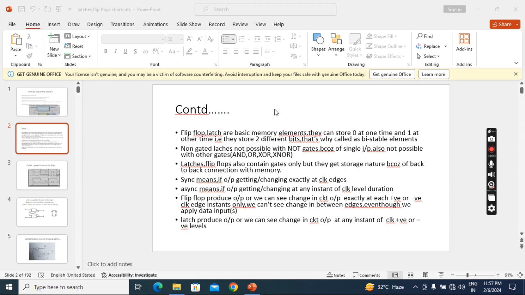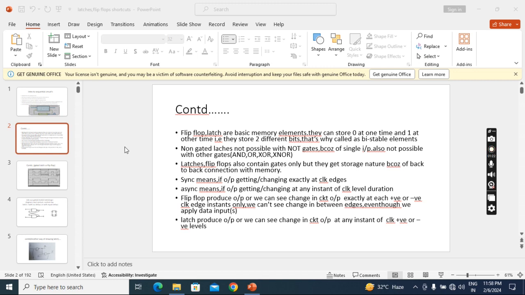Okay, so synchronous sequential circuit means we can see the change in output, or we will get the output, only at particular clock edges, either positive or negative. Asynchronous sequential circuit means we can see the change in output, or we can get the output, at any instant of clock level. Okay, that is the meaning.